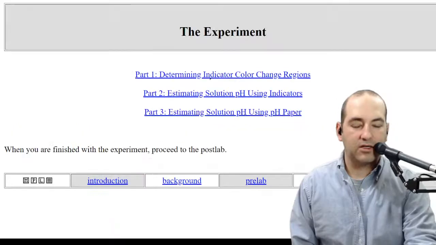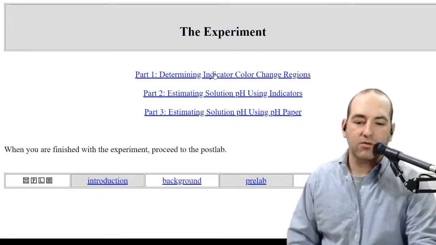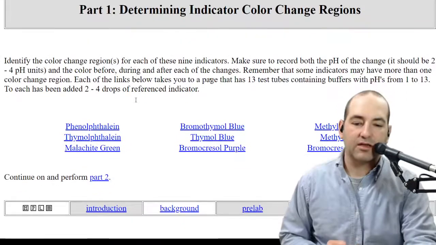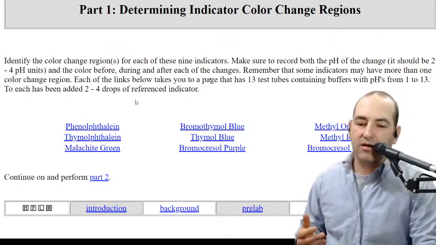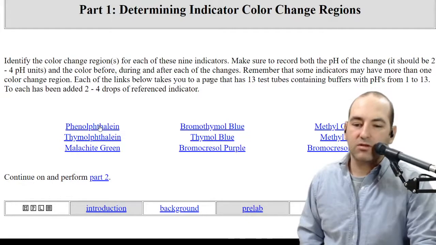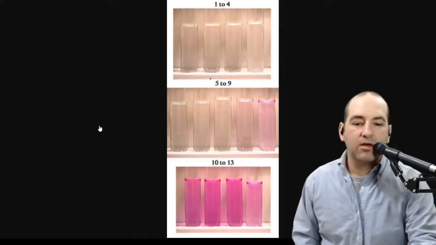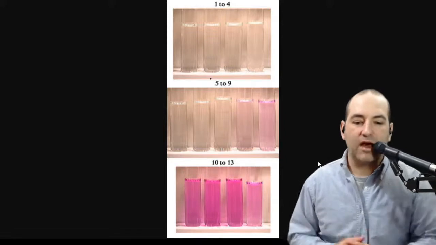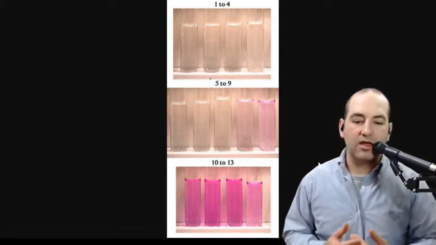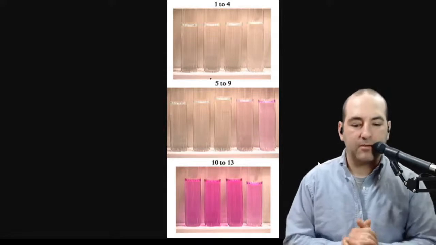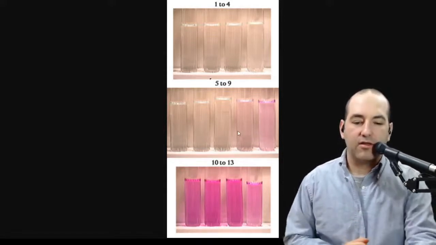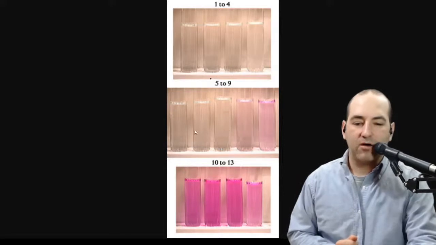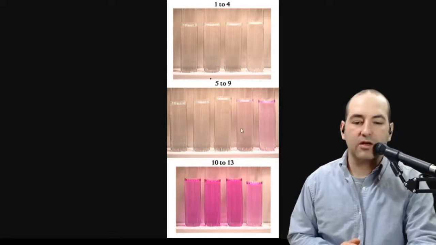All right, so now on to the experiment. Once you've completed the pre-lab, the experiment is in 3 parts. First is looking at a selection of different indicators and their color change regions. For example, with phenolphthalein, you can see starting with 1, 2, 3, 4, 5, 6, 7, 8, 9, 10, 11, 12, 13, that's what that chemical would look like in solutions with those different pHs. As you can see here, there is a clear change between about 7 and 9, where phenolphthalein goes from colorless to pink.